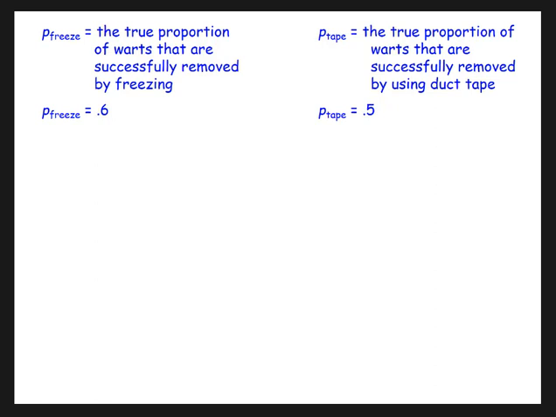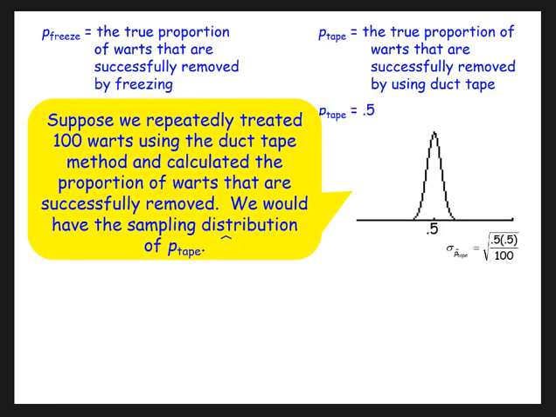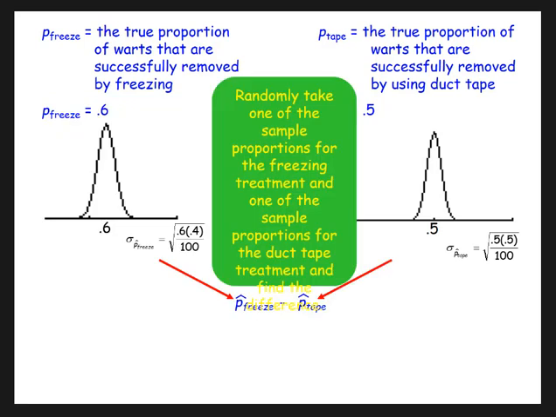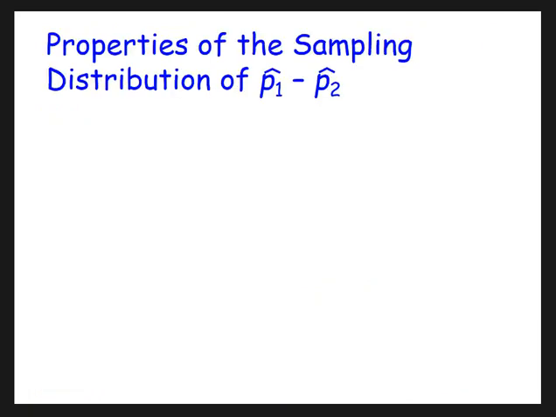So p freezing, the true proportion of warts that have been removed by freezing, we're going to use 0.6 as that estimate. And p tape, that is the true proportion of warts that are successfully removed by using duct tape, we're going to use 0.5. Each of those separately has a normal distribution. So the difference of those is also normally distributed, and we're combining the variances similar to the way we combine them for means.